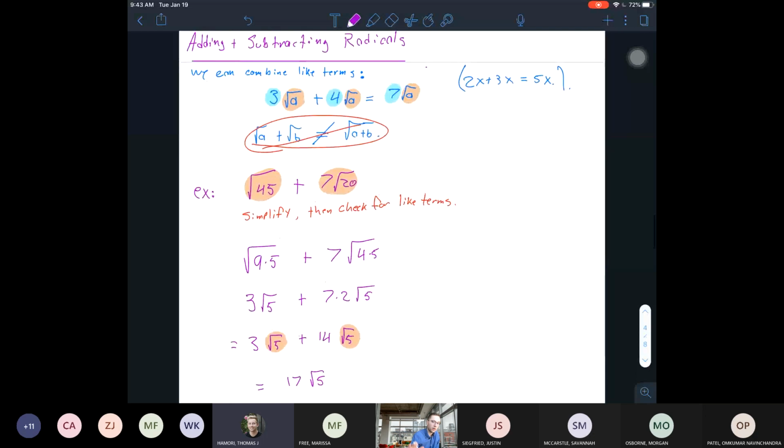Okay, are there any questions about how I added these radicals?